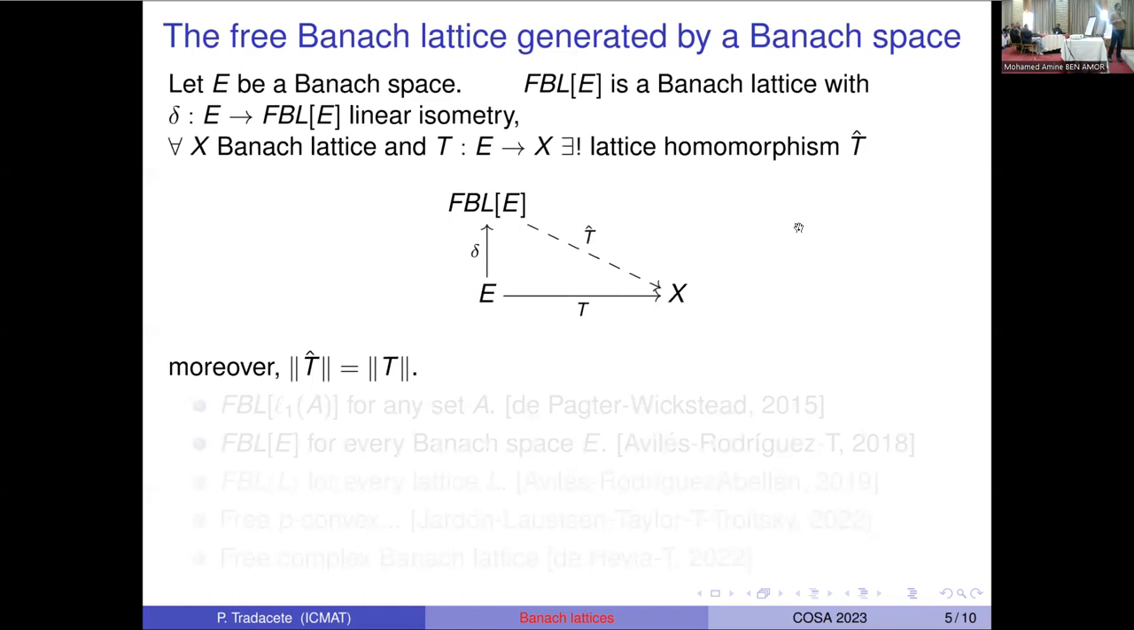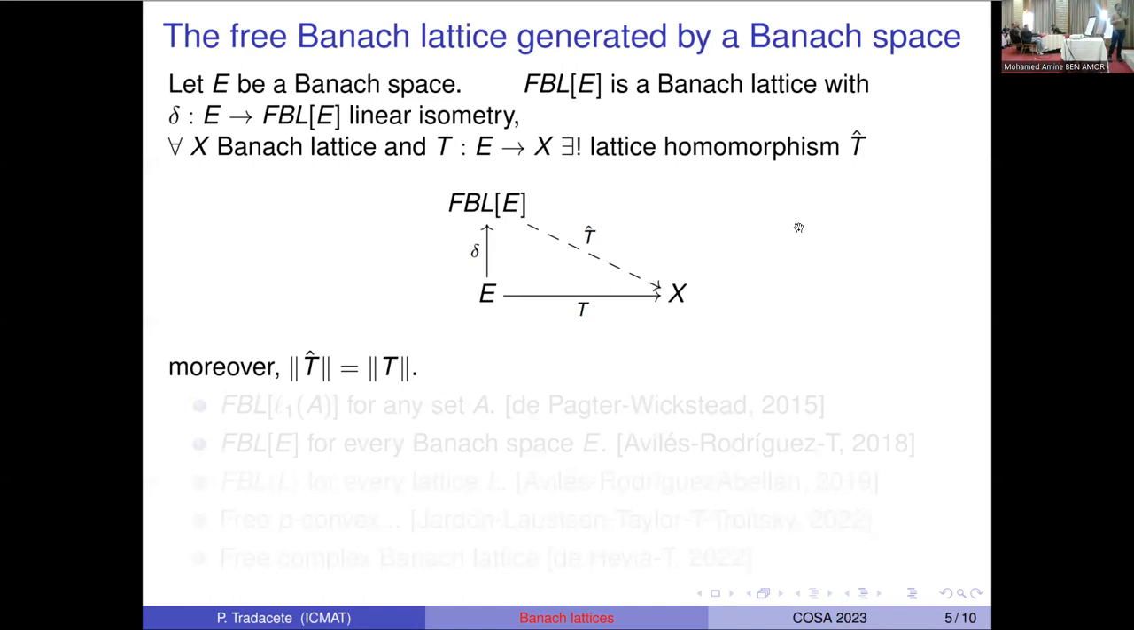Every time I pick a Banach lattice X, I'm using X as if they were the variables I'm working with, that's why I'm not using X for Banach spaces, as is more usual in Banach space theory. So I have a Banach lattice X. I look at any operator between my original Banach space E and the Banach lattice X, by which I mean a continuous linear operator. And the universal property tells me that I can extend this operator. This guy is sitting inside of the free Banach lattice, so I can extend it in a unique way to a lattice homomorphism, okay?